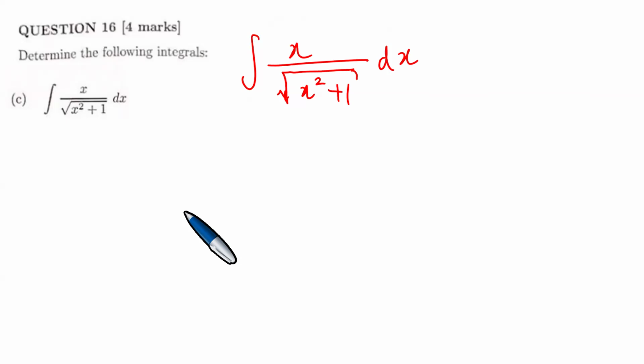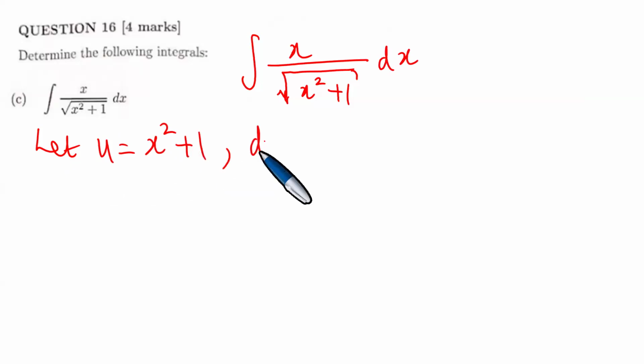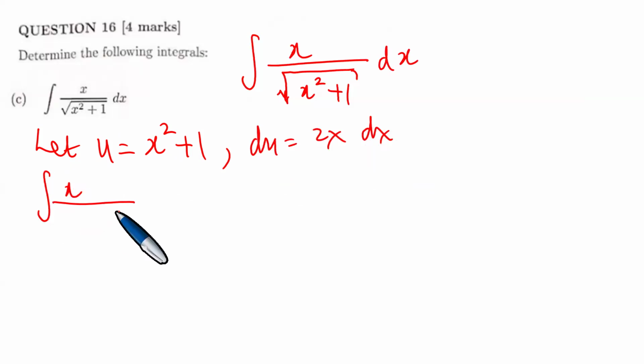What exactly do we have here? So now, this one can best be done by using the U substitution. Let u be x squared plus 1. du is 2x dx, so that we have the integral of x divided by the square root of u dx.